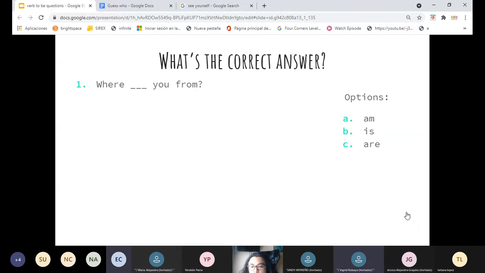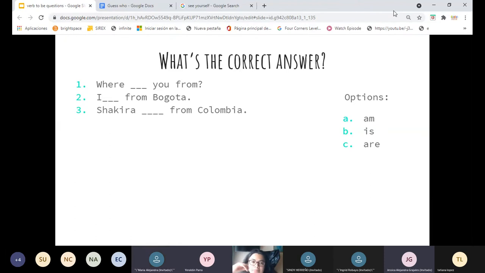Are. So, can you please read the question? Where are you from? Good. Then we have: I am from Bogota. Perfect. This one: is. So, Shakira is from Colombia. Great. Next.